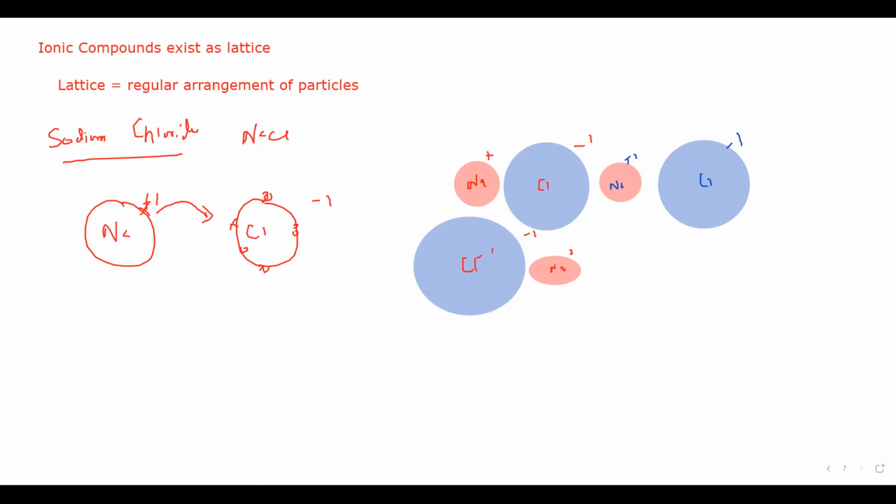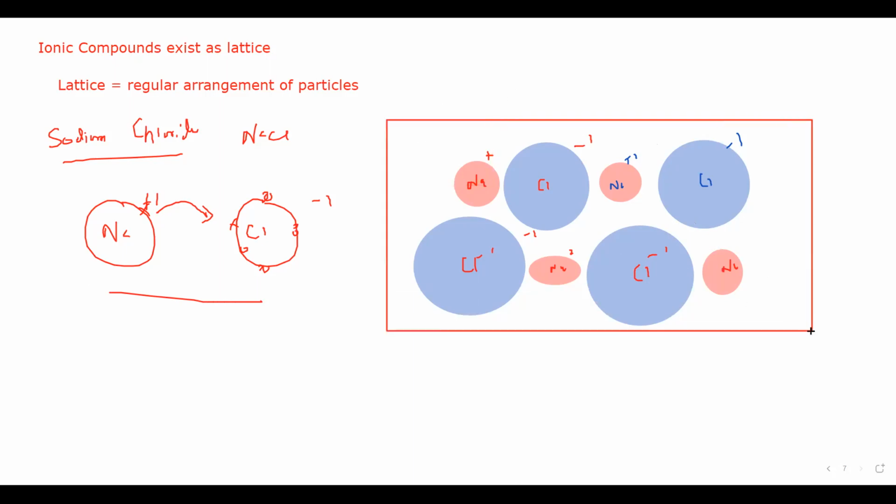Then there will be another chloride and sodium. And what we call this arrangement, like there are a lot of sodium ions and chloride ions together. This is what happened with one. But there are a lot of sodium and a lot of chloride ions together. And what we call this structure, we call this structure a lattice. So lattice is basically an arrangement of the particles.